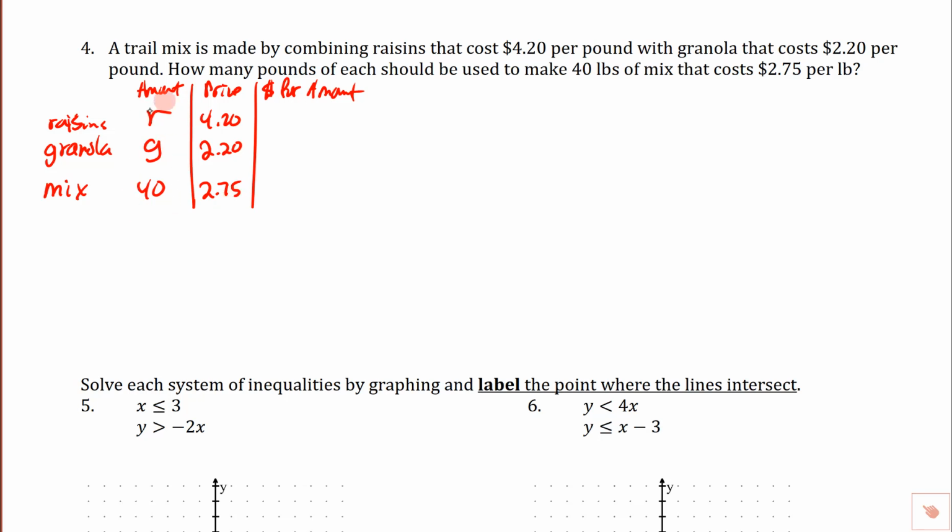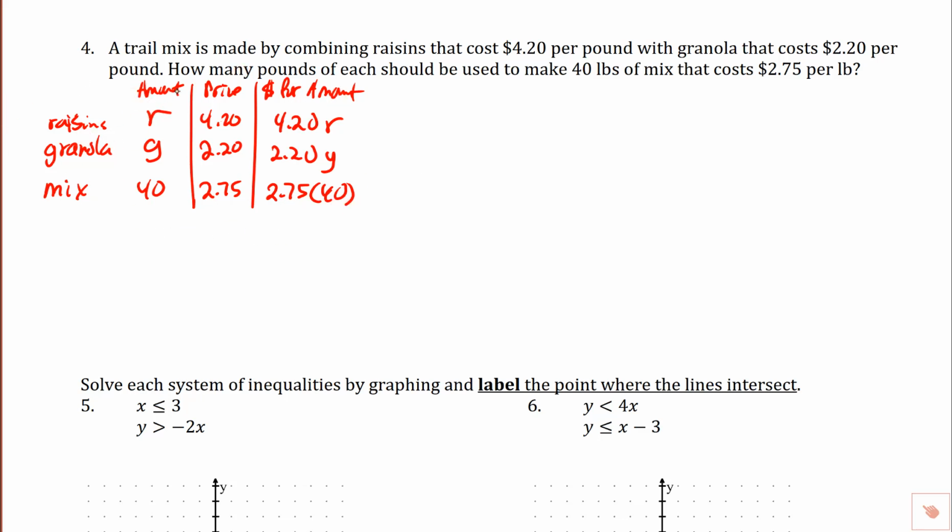Well, this right here is an equation, and we're going to get an equation about the money that's involved here. If you used this many pounds of raisins at $4.20 per pound, this would be 4.20 times the number of pounds of raisins, and this would be 2.20 times the number of pounds of granola, and this would be 2.75 times 40, because we know we've got 40 pounds altogether. Now, if you need a table to set that up, that's totally okay.